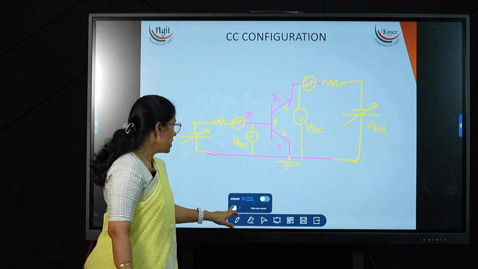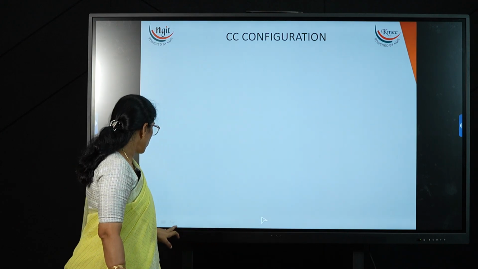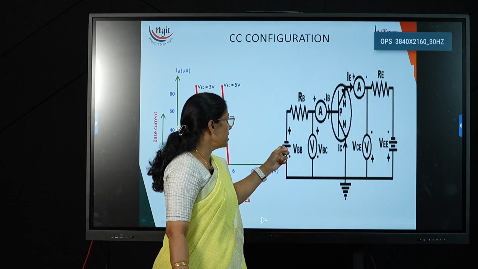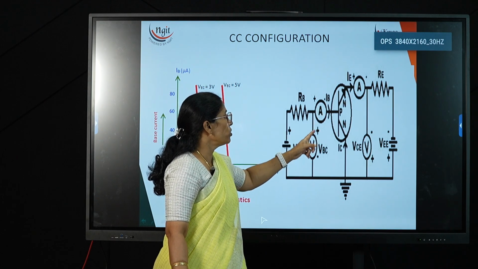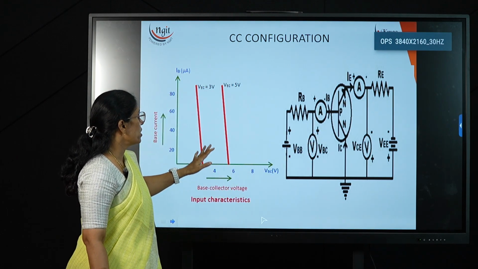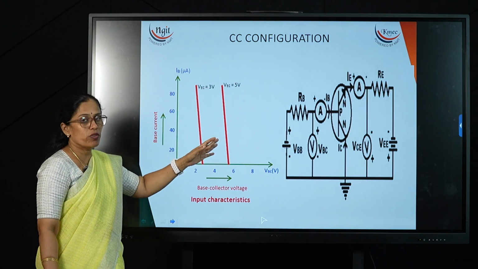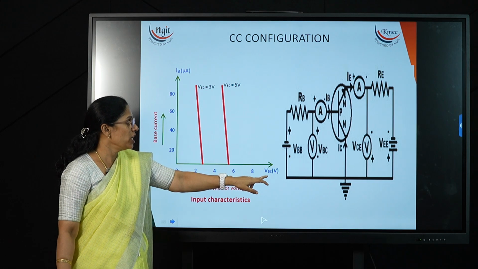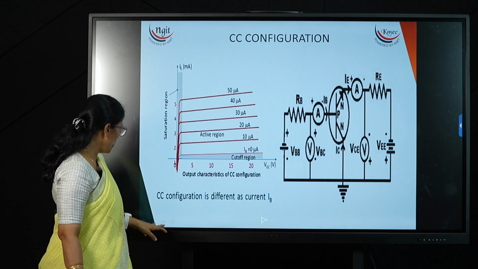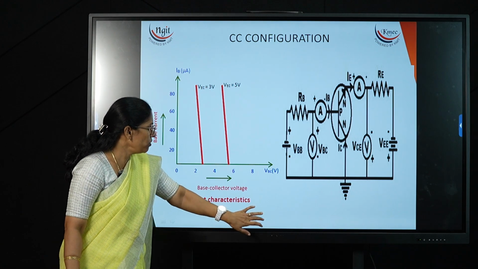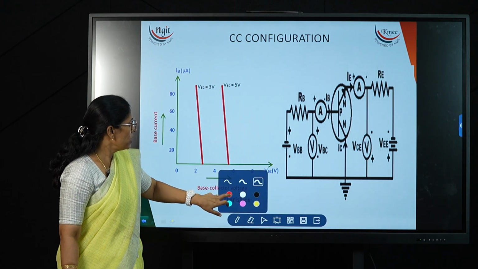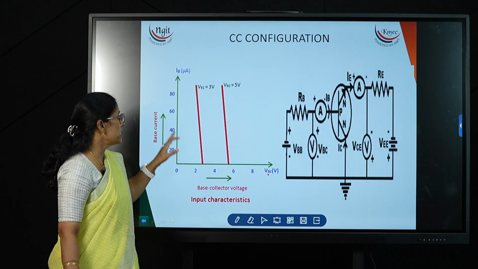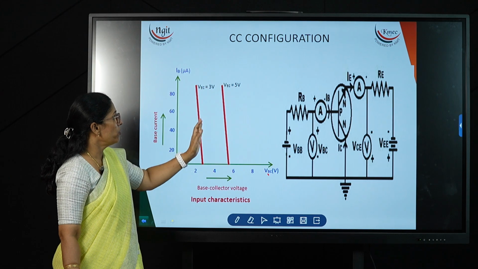And if we see the characteristics, for the input characteristics, keep the output voltage fixed and vary the input supply and observe the input current and input voltage. If you draw the graph for the input parameters, you are going to get a graph like this. On the x-axis we are taking the input voltage VBC, and on the y-axis the input current IB. This is the IB current, with VCB on the x-axis, and if we plot the graph it looks like this.